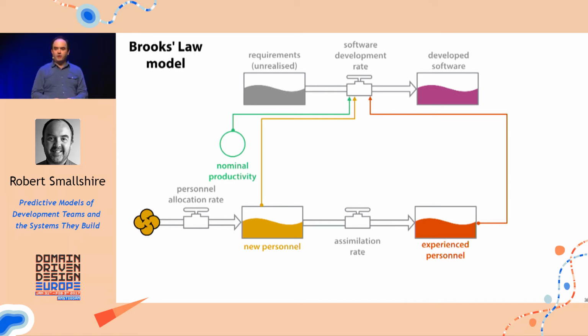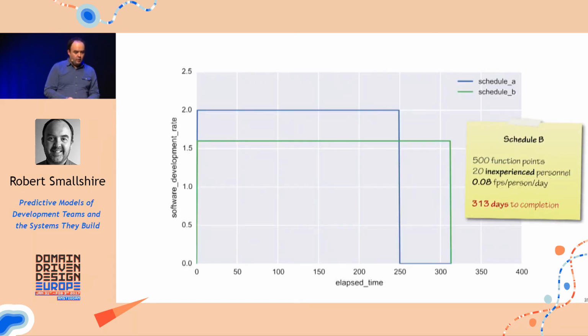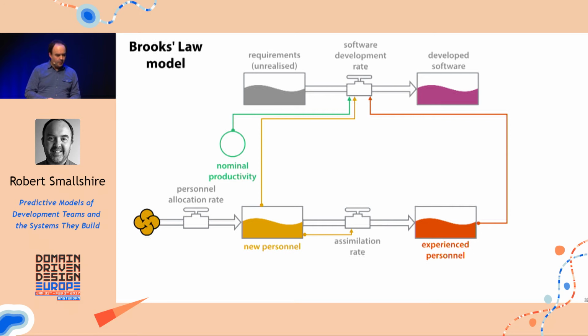And we'll have an assimilation rate at which inexperienced people become experienced people, okay? And of course, they all feed into the software development rate. So now we still have 500 function points, and we start with 20 inexperienced people, and they're only 80% as productive. And so now, of course, it takes longer, right? It takes 313 days, rather than 250 days. Still very simple, but a slightly richer model than we had previously.